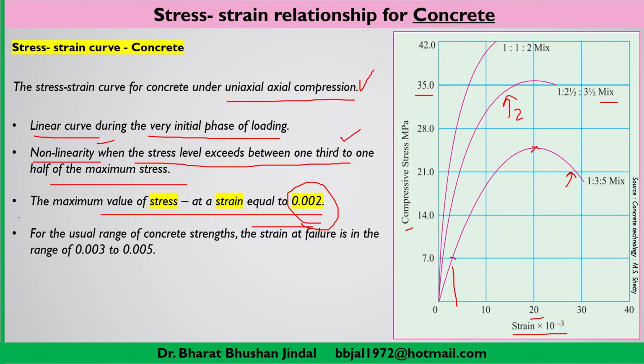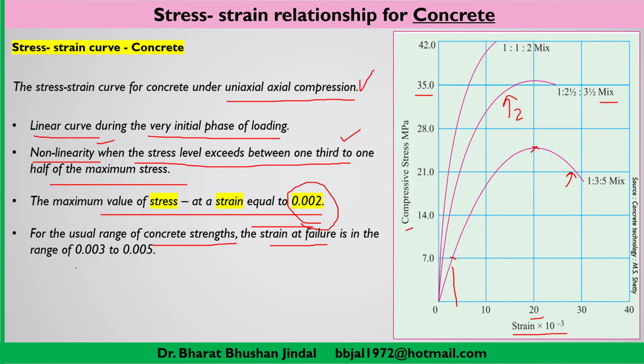And in general, there is a range of concrete strength and strain at failure that you will be seeing here. If we go through curve number 1, after the maximum stress value, which corresponds to strain 0.002, you will find that strain is increasing and stress is decreasing. So this is the behavior of concrete: the strength does not increase with the increase in the strain.